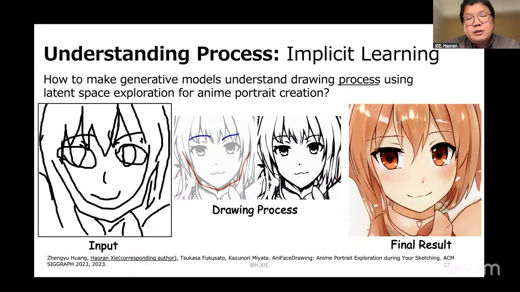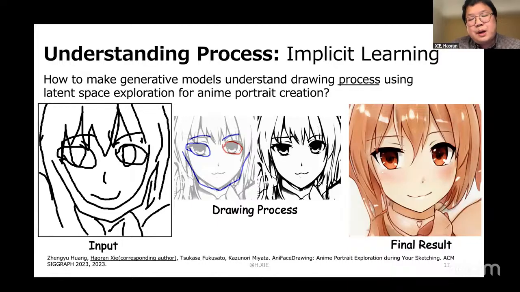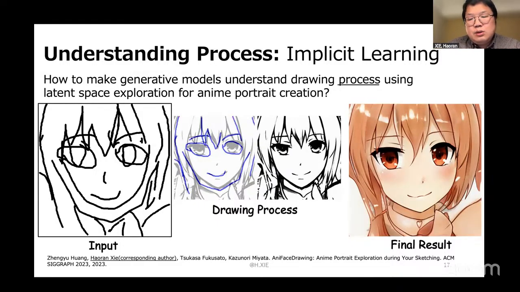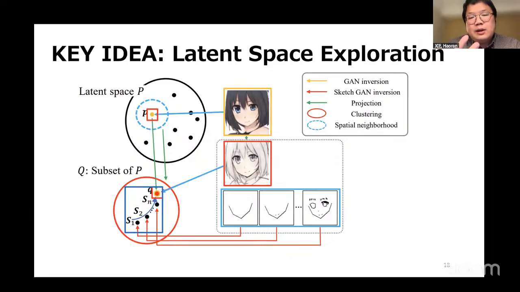So another paper considers how to make the generative model understand the drawing process, for example, for anime. The problem here is that when we draw something, there is a process where you draw the face and then draw the eyes. But the computer cannot understand the process, the sequence.